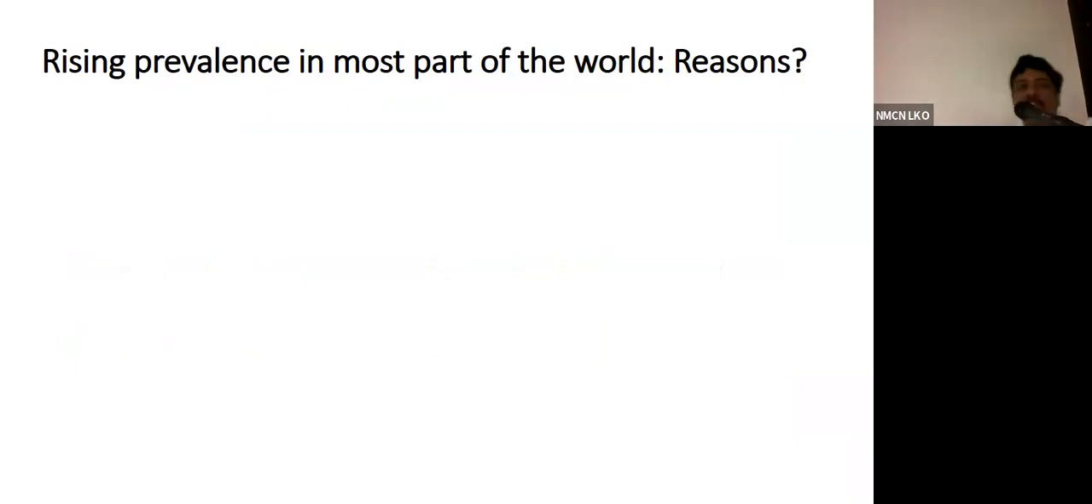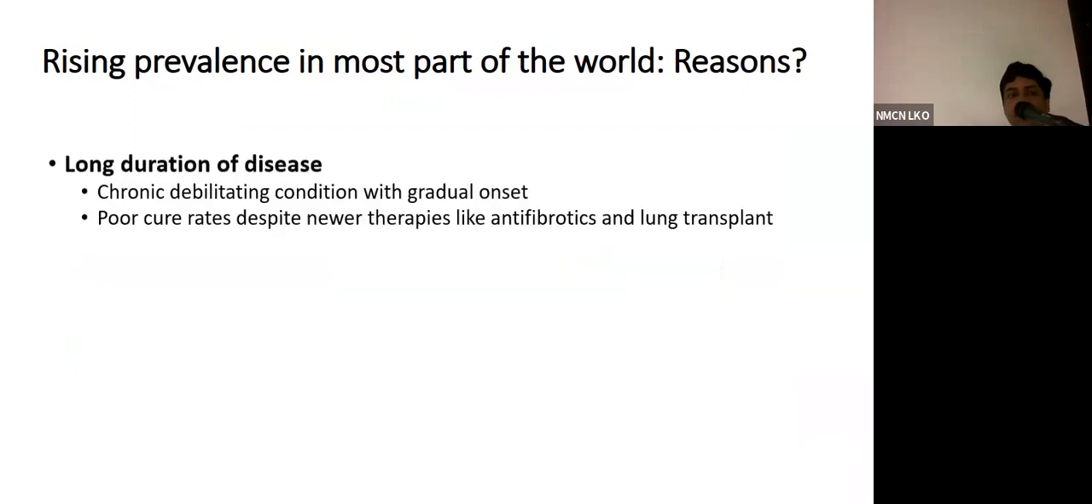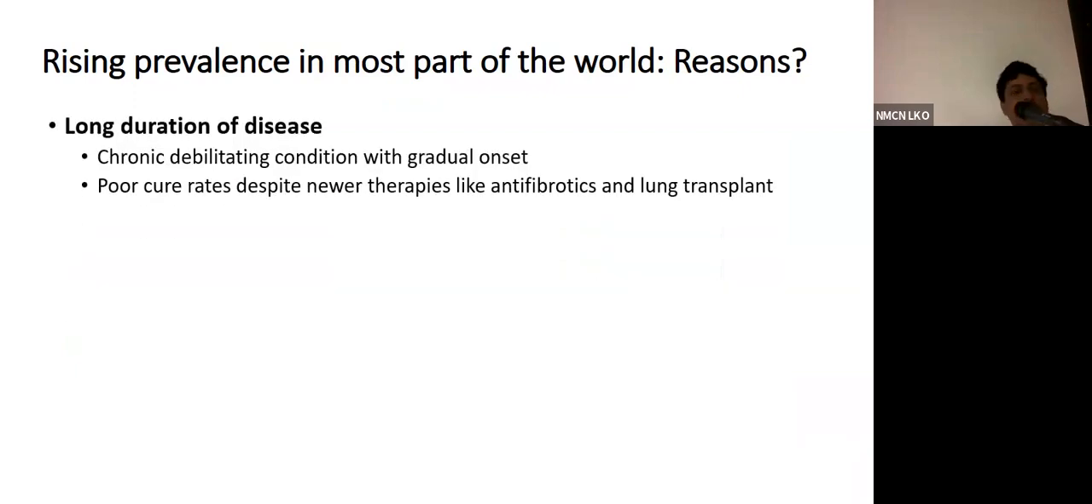So the next question is why there is rising prevalence of ILDs in most parts of the world. The most important point is that there is a long duration of the disease. It is a chronic debilitating condition with a gradual onset, poor cure rates despite newer therapies like antifibrotics and lung transplantation.